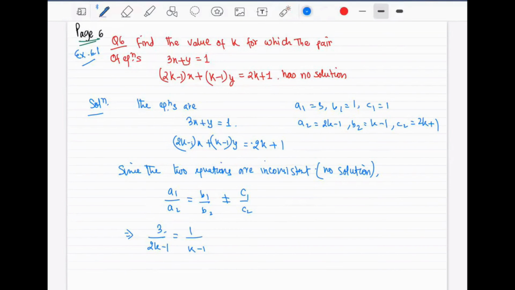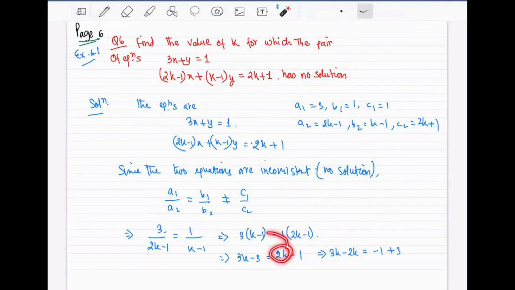Very simple. The cross multiplication, if you continue further, we are going to get 3 whole bracket K minus 1, 1 whole bracket 2K minus 1. Do distributive property. 3 and K, 3K, 3 and 1, 3, 1 and 2K, 2K, 1 and 1, 1. Okay, let's write it down. 3K minus 3 is equal to 2K minus 1. Continue further. I want to bring the 2K to this side, 3 to other side. So we get 3K minus 2K is equal to minus 1 plus 3.